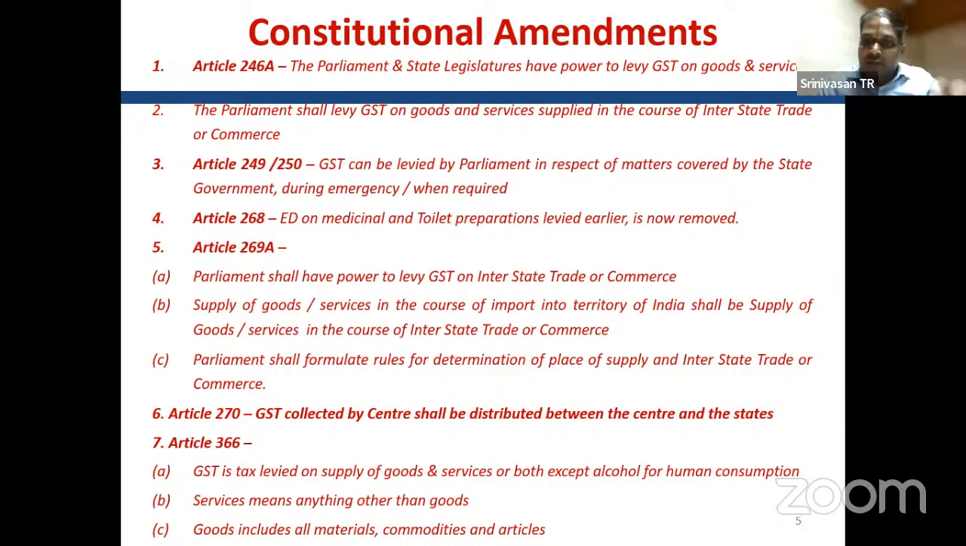One interesting point, they have defined what is a good. You can find 366(26) and (12B). Services means anything other than goods. Simple definition. So now the next is goods includes all materials, commodities. This is a standard definition which was already available. But they have not defined what is a supply. So it means constitutionally there is no definition for the word supply. The word supply has been defined in GST law only. Even the definition is quite broad. But the Constitution empowers GST to be levied on supply of goods or services. But the word supply has not been defined in the Constitution per se, in the context of GST.